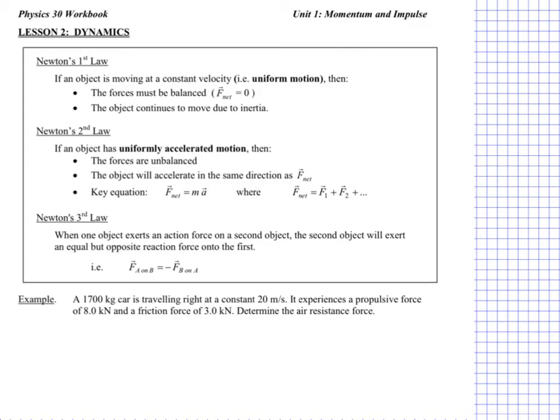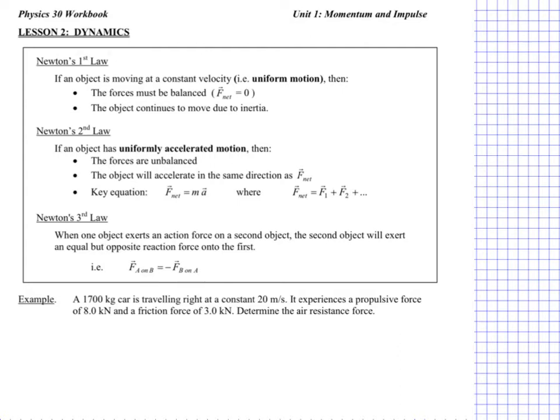Hello everyone, and here's a Physics 30 Lesson 2 from our class notes. Again, this is a recap of the Physics 20 concepts, but very important coming into Physics 30 because these concepts will be used in some of the more high mental activity types of questions that you'll see. Here we go, Lesson 2, this is dynamics.